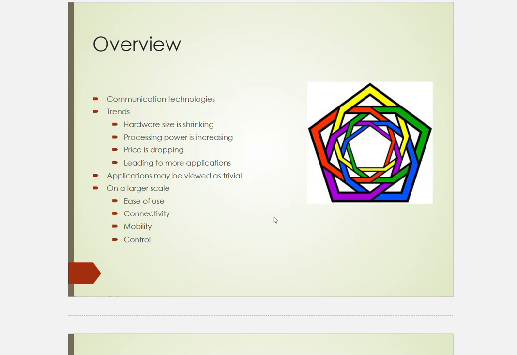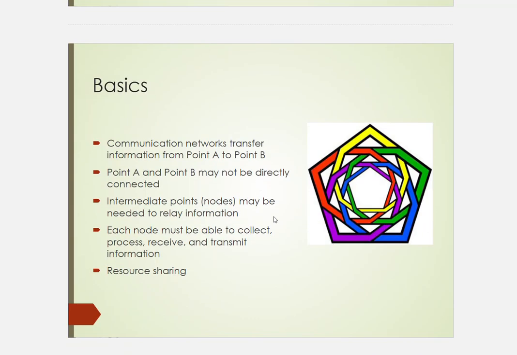Okay, so we look at this on a larger scale. We need to look at the ease of use that this communication is affording, the connectivity that we have as a result of these communication technologies, the fact that we're able to be more mobile than we were before, and the controls that we have now that otherwise we may not have had.